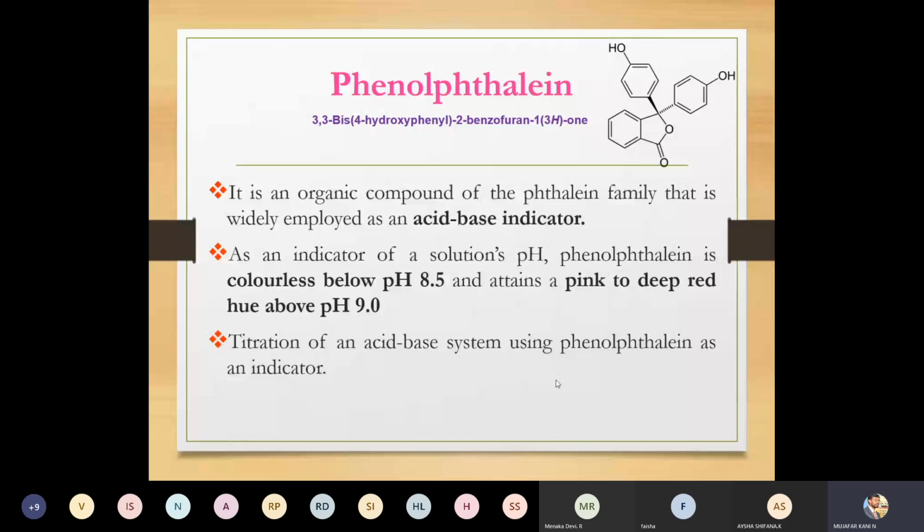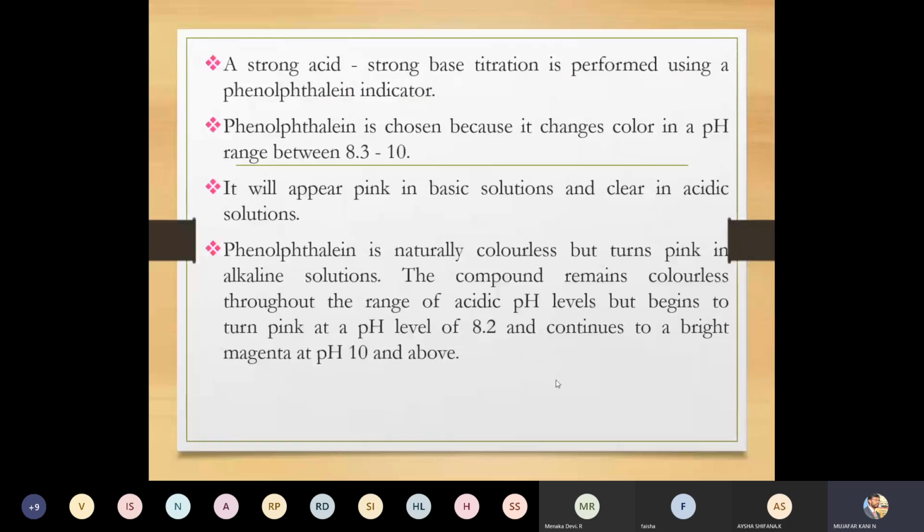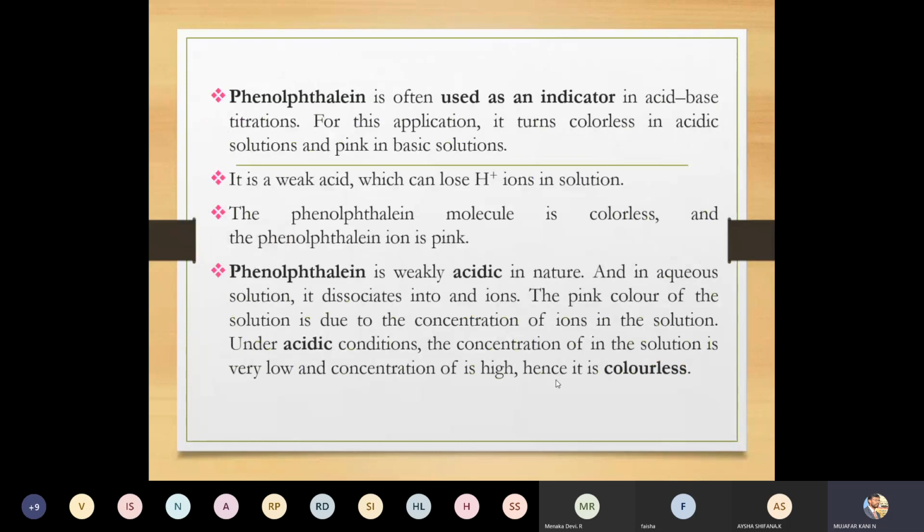In the titration of an acid-base system using phenolphthalein as an indicator, what is the reason behind this? Phenolphthalein is colorless below this pH and presents a deep red color above the pH range, because a strong acid-strong base titration is performed using a phenolphthalein indicator. It is often used as an indicator in acid-base titration. For this application, it turns colorless in acidic solution and pink in basic solution.